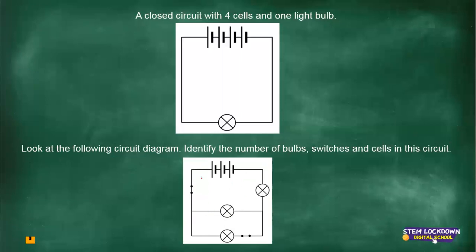Okay, so now look at this one. Someone asked me earlier about series and parallel. When it's one below the other, it's parallel. And if it's all next to each other, it's a series. But we'll do that next week, not today. Okay, so we're going to identify the number of bulbs and switches in this circuit.